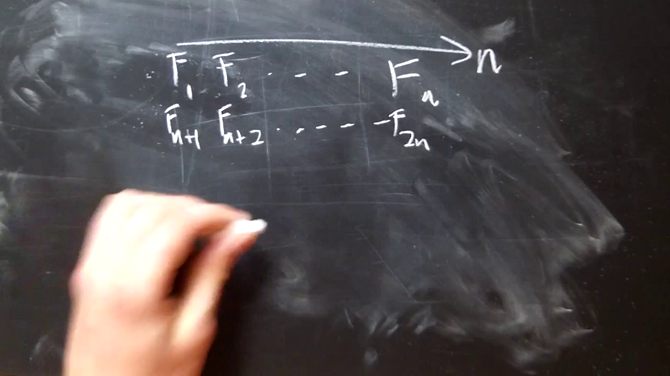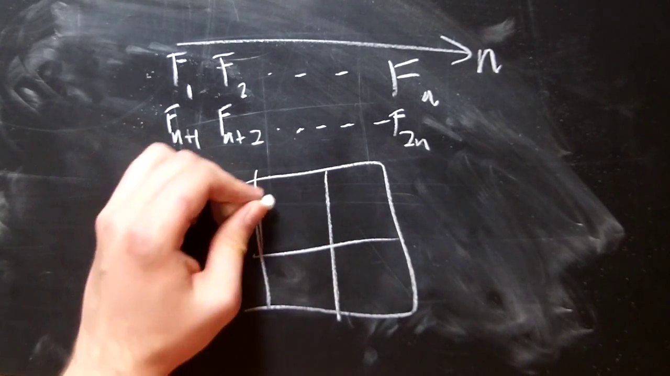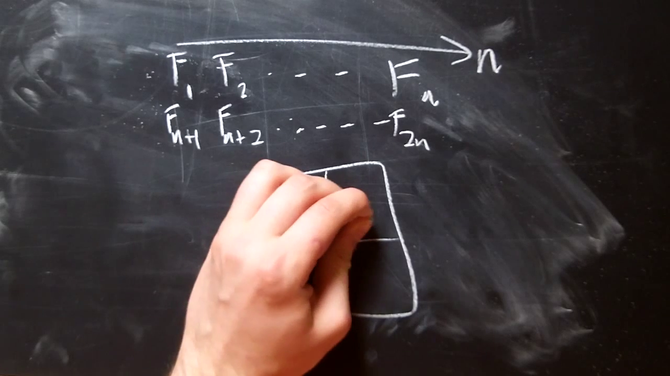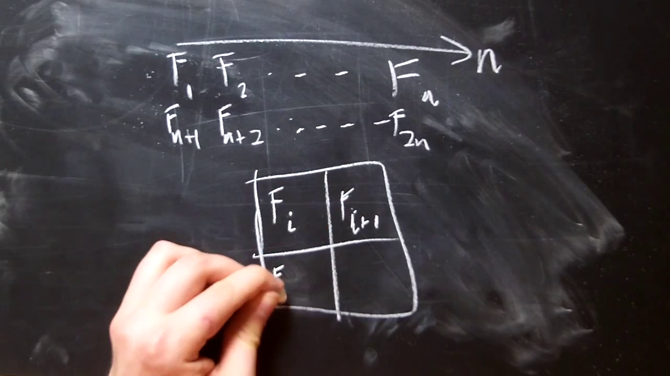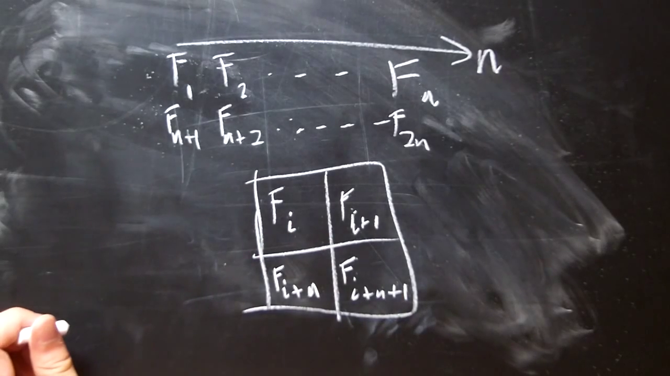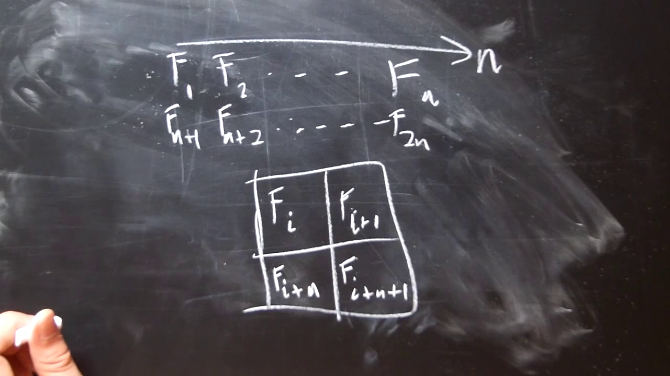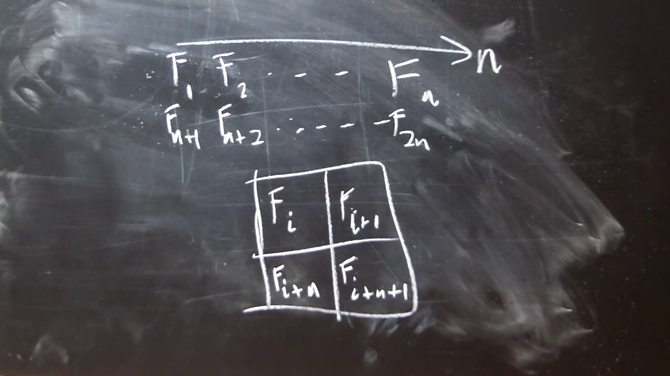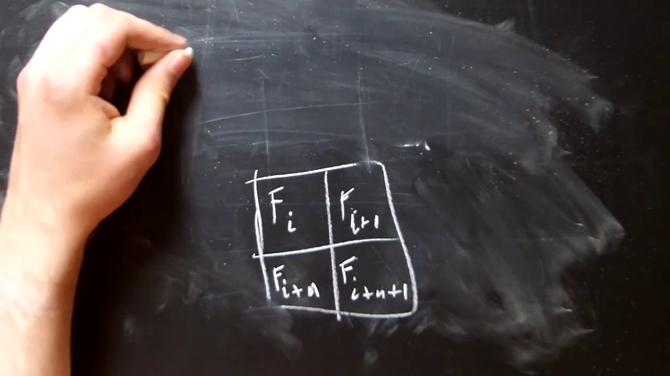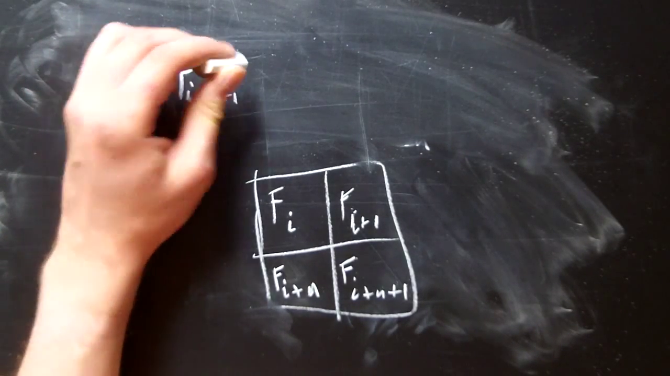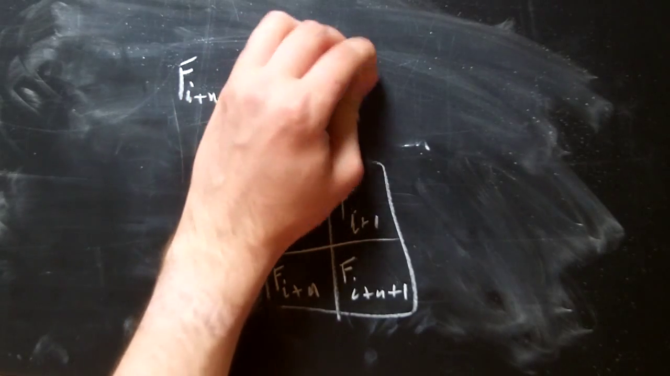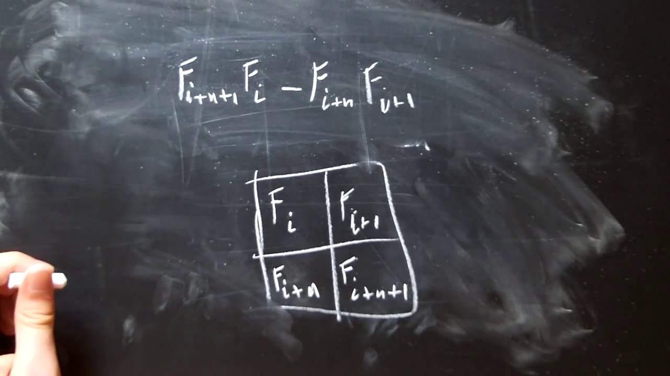So when you take any little box, if you call the top left one Fi, some Fibonacci number somewhere, then the other bits are Fi plus 1, Fi plus n, and Fi plus n plus 1. Okay? So, the determinant of that is, let's write that up here, Fi plus n plus 1 times Fi minus Fi plus n times Fi plus 1. Okay?